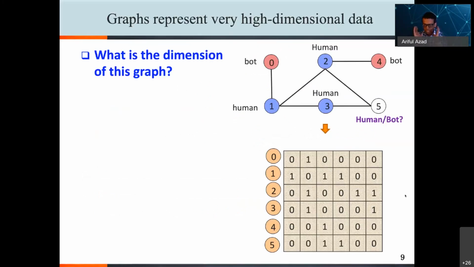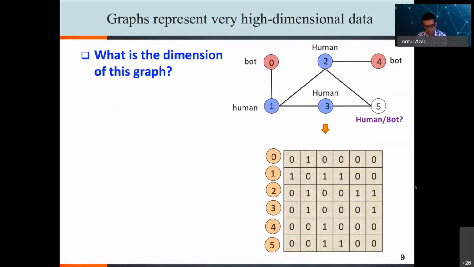Now, if I think about the data itself, a graph can be represented by an adjacency matrix like this, where if I have 6 nodes, I'm talking about a 6 by 6 matrix. And if 2 nodes are connected by an edge, I put 1 there. And if they are not connected, I put 0. This is a simple binary representation of the original graph.